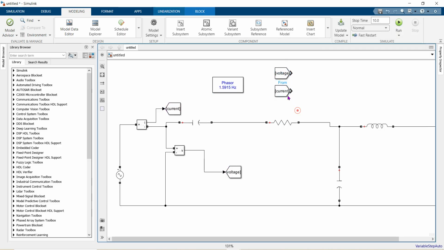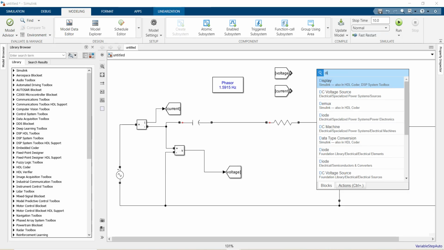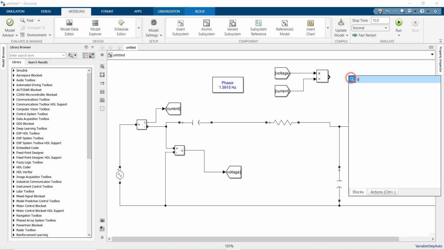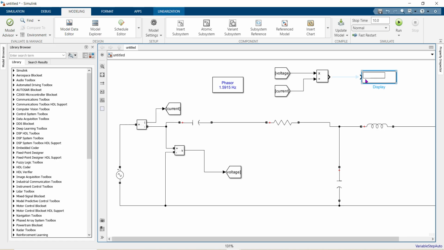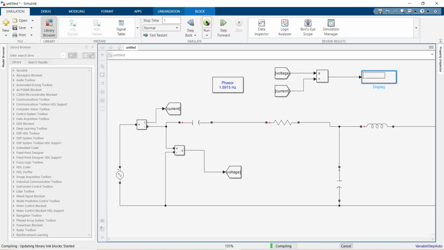And then we need a divide block, so voltage divided by current will give us the impedance actually. So I'm taking a display block. Now let's see what happened. A simulation time of 1 second is enough, I think. Now run this model.